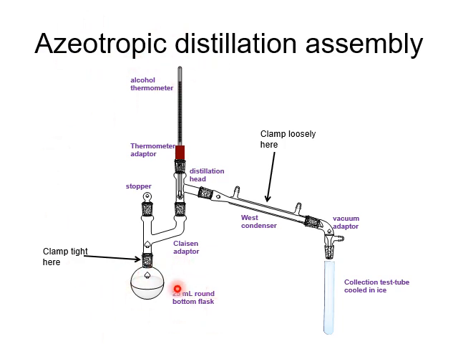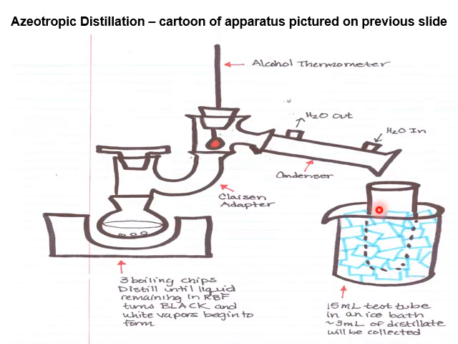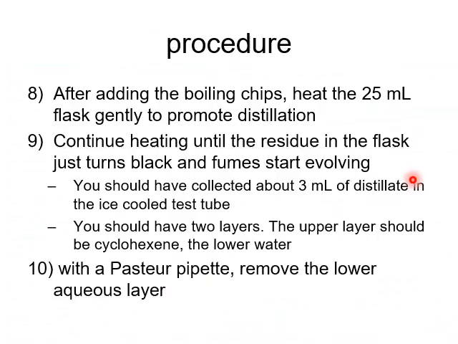Here, as you can see, we have the round bottom flask. You need to clamp it using a ring clamp. Then the Claisen adapter, the distillation head, the thermometer adapter, thermometer, and the condenser. You need to collect your product in a test tube. You can put it on an ice bath to increase the speed of converting the vapor to liquid.